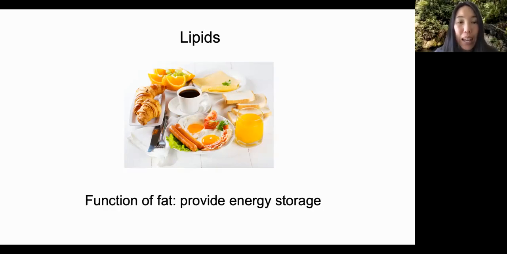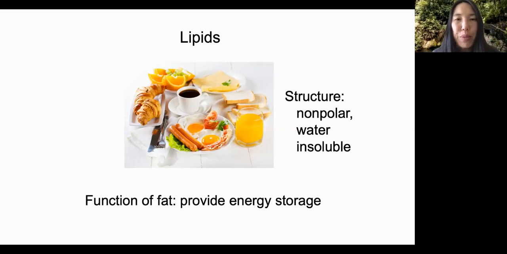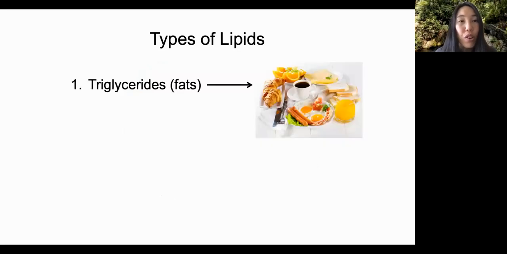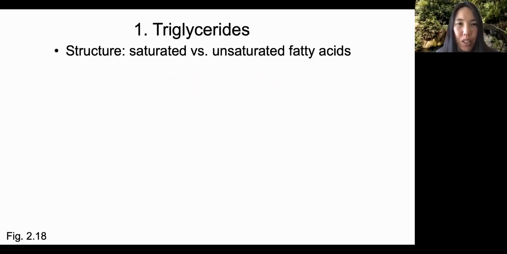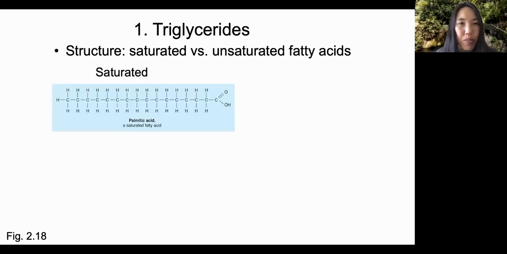Lipids include fats, which provide energy storage. Lipids have a common structure in that they are nonpolar, meaning that they are water insoluble, so they do not mix well with water. There are 4 types of lipids: triglycerides, which include the fats that we eat, ketone bodies, phospholipids, and steroids. For triglycerides, the structure consists of saturated or unsaturated fatty acids.